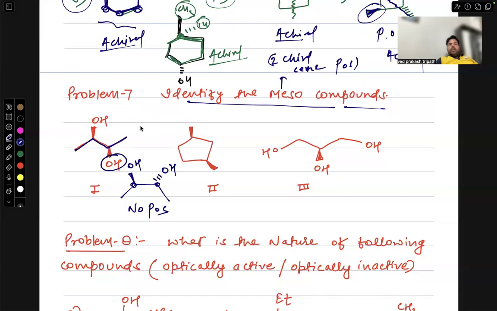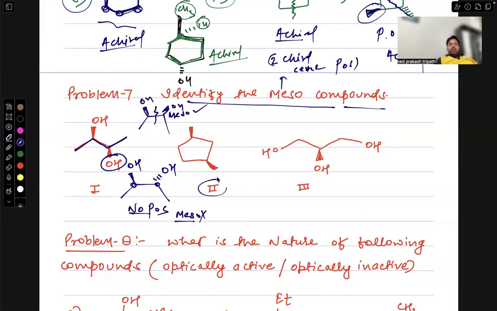We can say there is a plane of symmetry if it is wedge OH, like this, wedge OH and wedge OH. So this is divisible into equal halves. So we can say this one is meso, but this is not meso, okay? No meso. Make sense?